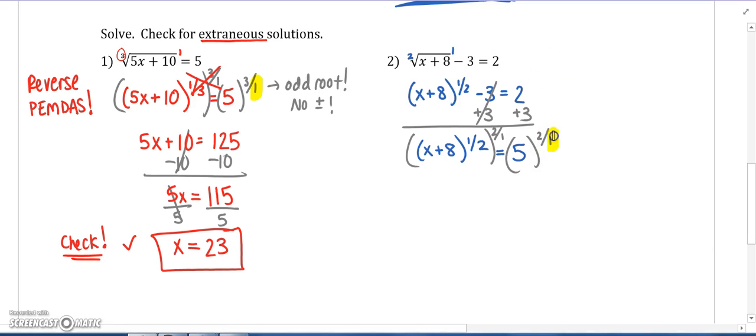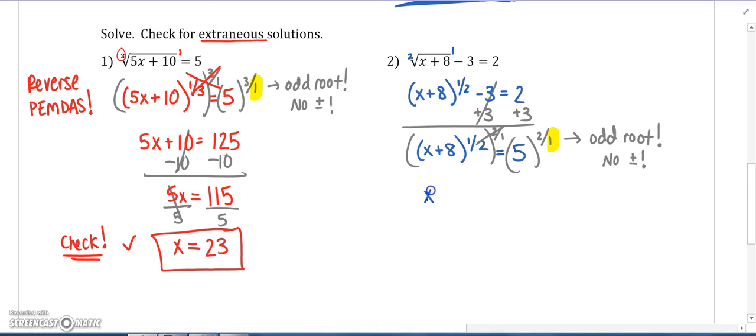Alright, still checking for that even or odd root. And I know some of us might have figured out that for radical equations, we're always going to have an odd root because we've never had an exponent, right? But in the future, these are all going to be mixed up together. So it's important that every single time we have a rational exponent, we check to see if it's an odd or even root. Right? And in this case, it is once again an odd root, so no plus or minus.